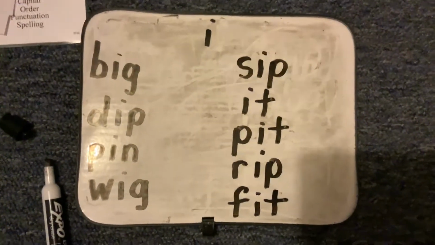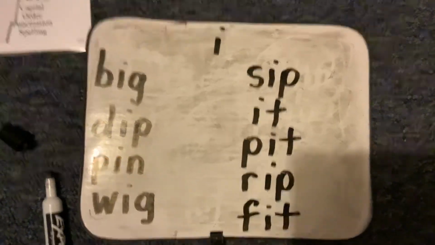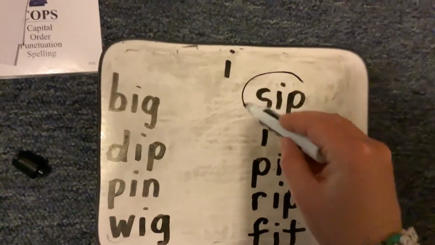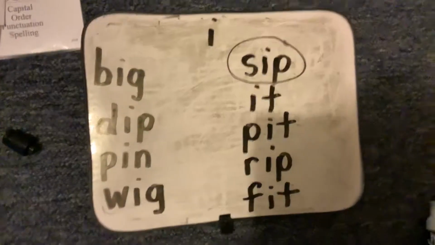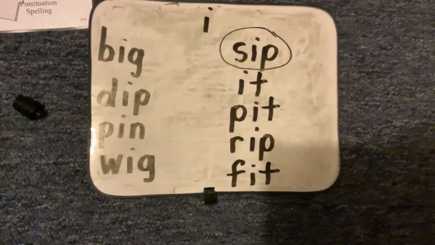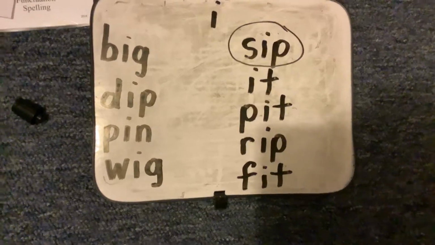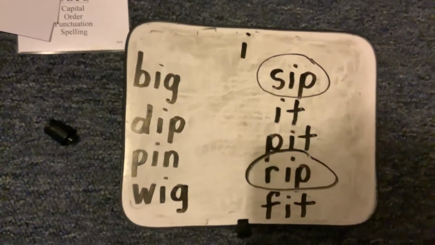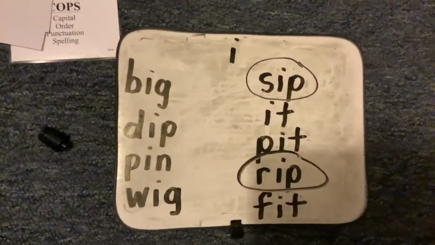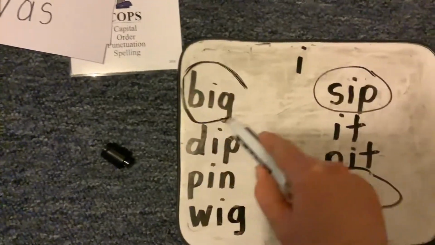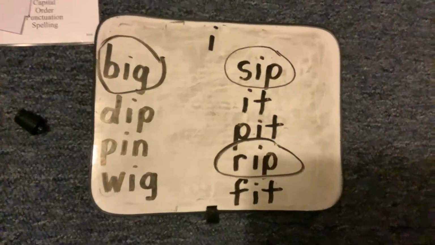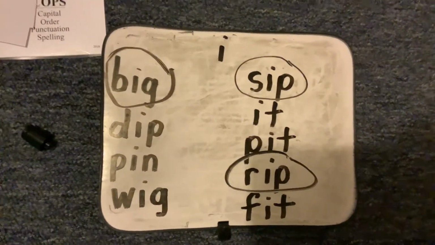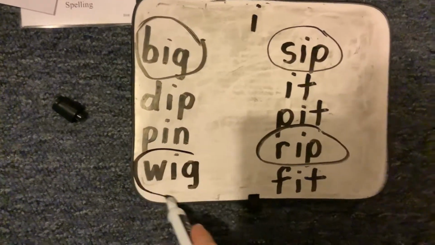Let's play a little game. I'm thinking of a word and it's a synonym to a drink. If you take a drink, yes, you take a sip. I'm thinking of a word and it's a synonym to a tear. Like my paper has a tear in it. It has a rip, right? I'm thinking of a word and it means the same as large. It's a synonym to large. Big, right? I'm thinking of a word and it means fake hair. A wig is fake hair.